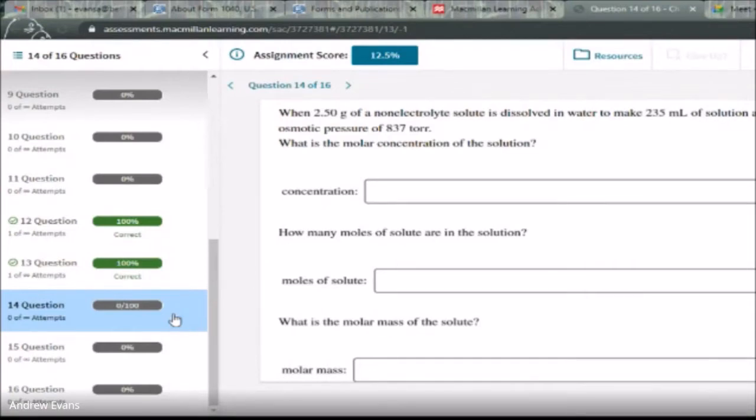So what is the molar concentration? Non-electrolyte, so they tell us i is 1. They tell us osmotic pressure. They tell us temperature. But one thing we'll have to do is turn torr into atmospheres. So 760 torr is equal to 1 atmosphere. So that's the first thing we're going to do. They're going to ask for first concentration, then moles, then molar mass, just like the one we just did.